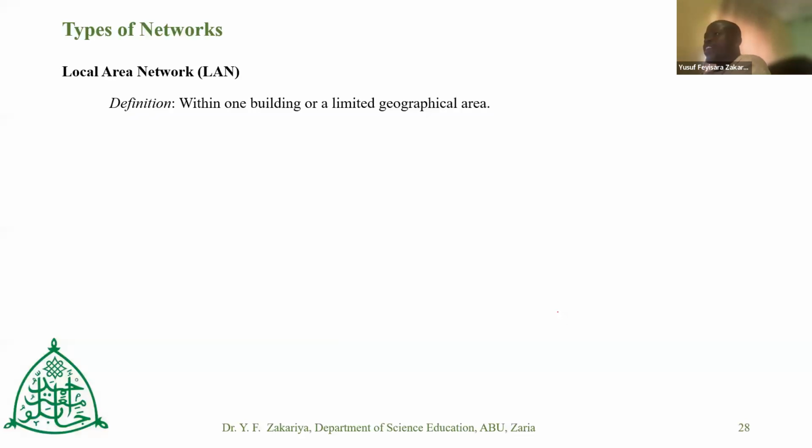So still again on the types of network that we have in telecommunication. We have the local area network. This is within a local area, just as the name implies. So this is within one building or a limited geographical area, like the kind of network they have in the bank. If you enter the UBA bank or the First Bank in Samaru, you will find out that all the computers of the people working in the bank are connected together in the same bank.